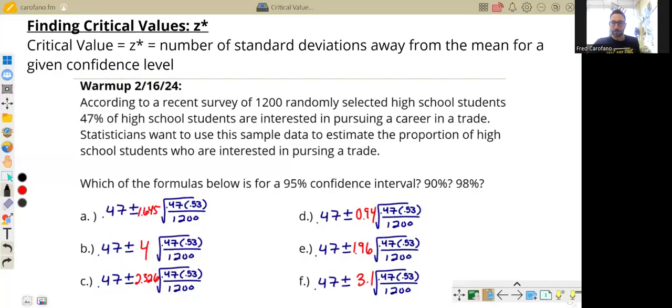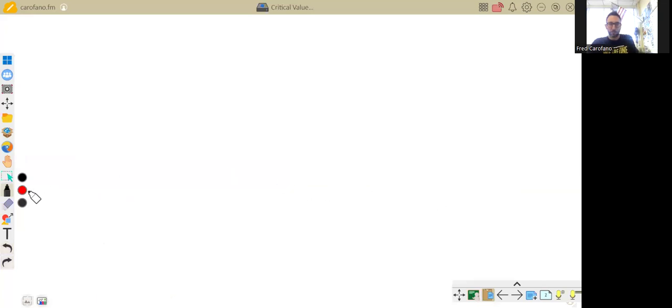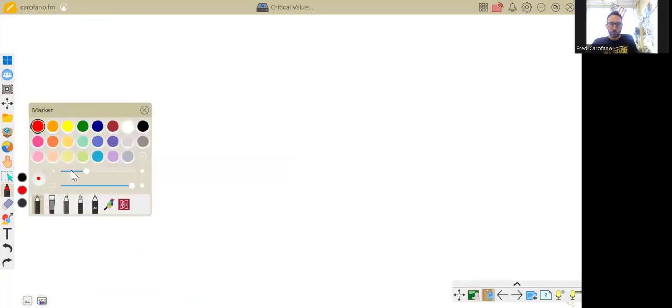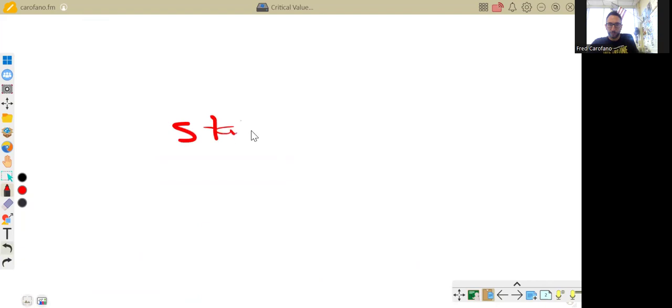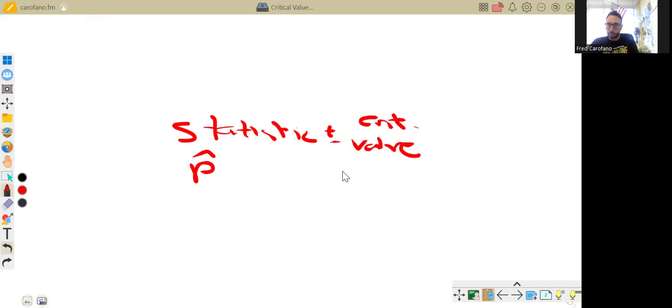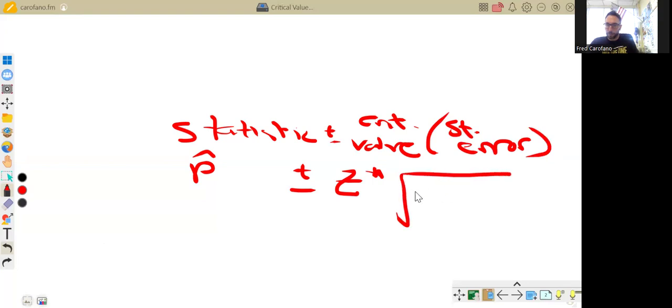During our block, we took some time to develop the formula for a one proportion Z interval. We also connected that a little bit to our formula sheet. The formula for a one proportion Z interval is our sample statistic, p hat, plus or minus some critical value, denoted Z star, times the standard error of our statistic, which was the square root of p hat times 1 minus p hat, all over n.